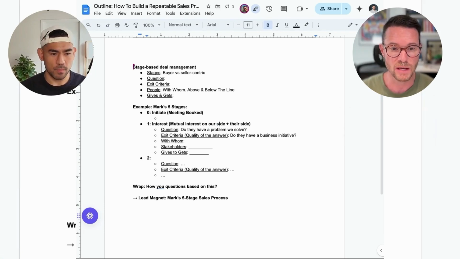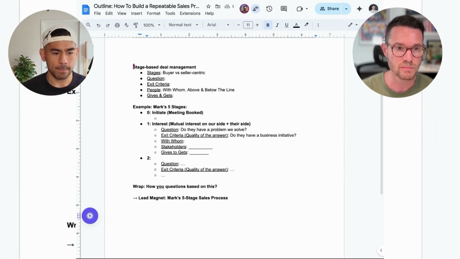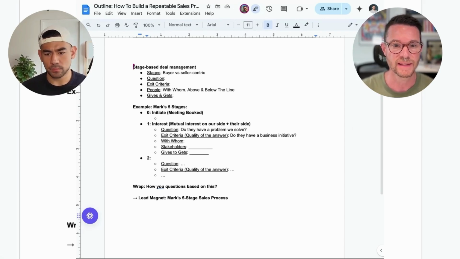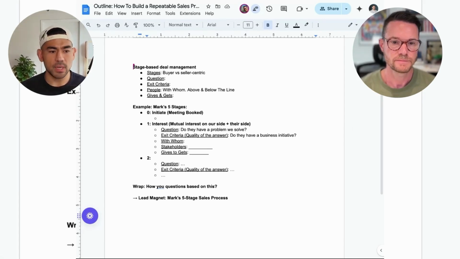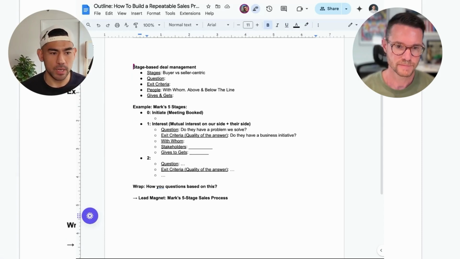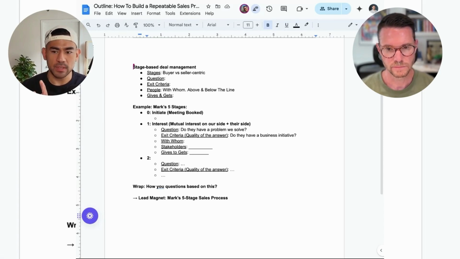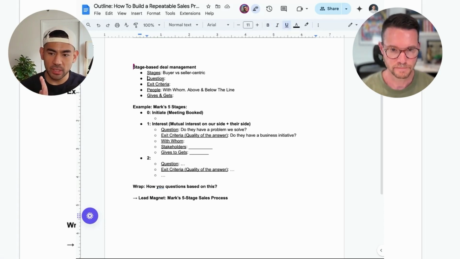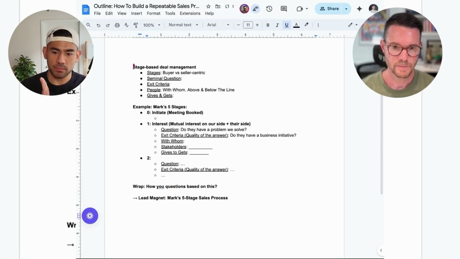And do they actually have a problem we can solve? I think every buyer wants to know, do you solve a problem I have? That's something they're trying to figure out. So let's talk about this stage 1 then. Stage 1 is interest. And it sounds like you want to understand, is there mutual interest on both our side and their side? That's right. The next part of your sales process that you discussed with me earlier is there's a seminal question that stage needs to answer. Talk to me about that.